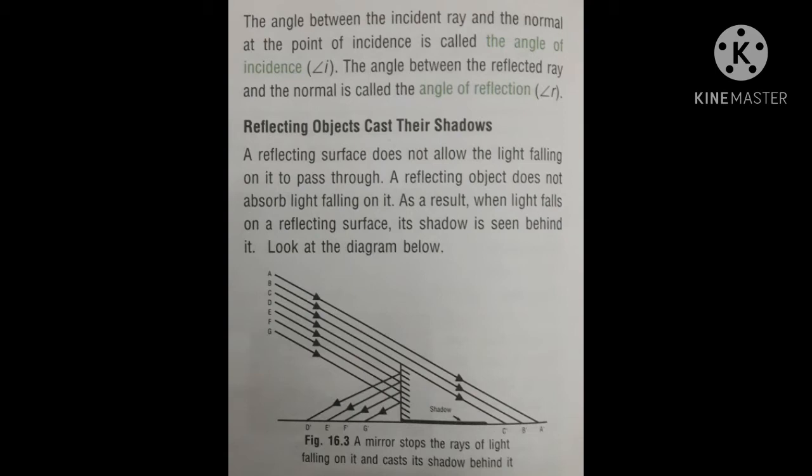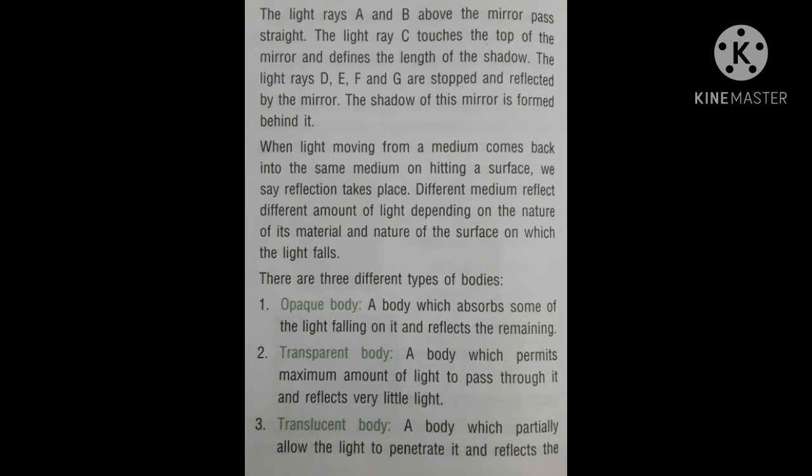Reflecting objects cast their shadows. A reflecting surface does not allow the light falling on it to pass through. A reflecting object does not absorb light falling on it. As a result, when light falls on a reflecting surface, its shadow is seen behind it. Look at the diagram. Here, the light rays A and B above the mirror pass straight. The light ray C touches the top of the mirror and defines the length of the shadow. The light rays D, E, F and G are stopped and reflected by the mirror. The shadow of this mirror is formed behind it.